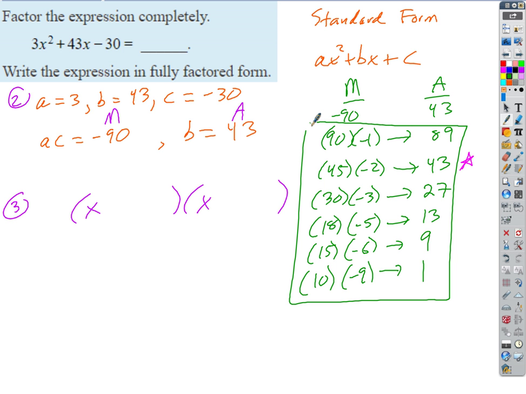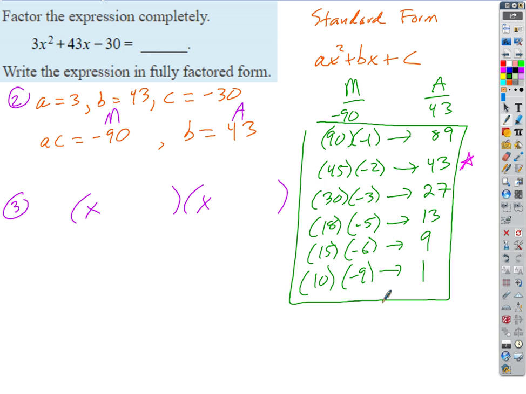So when I have really extreme numbers like 90 and negative 1, so the numbers are really far apart, that's a big number, that's a small number. The numbers are big, aren't they? The closer these two numbers get together in size, the smaller the sum is, right? Can you see how that would be helpful?